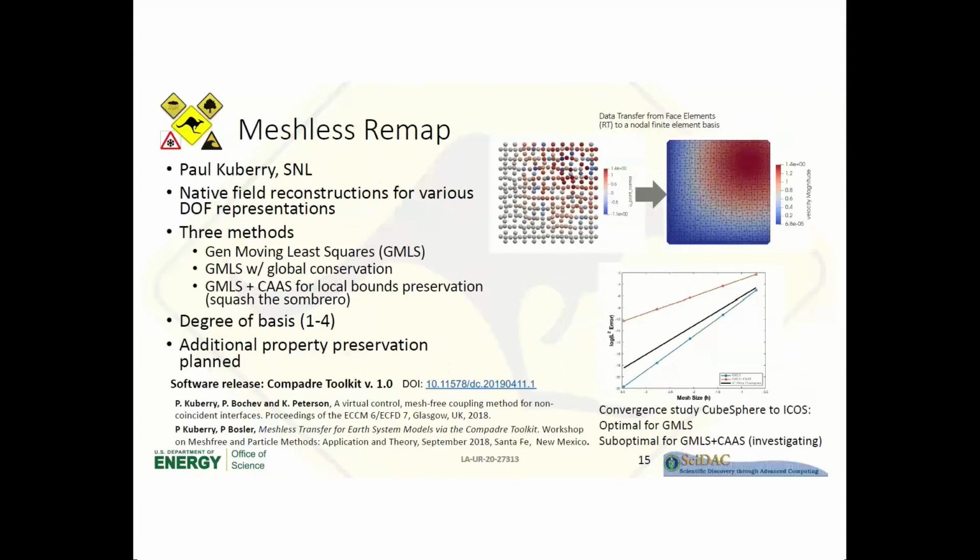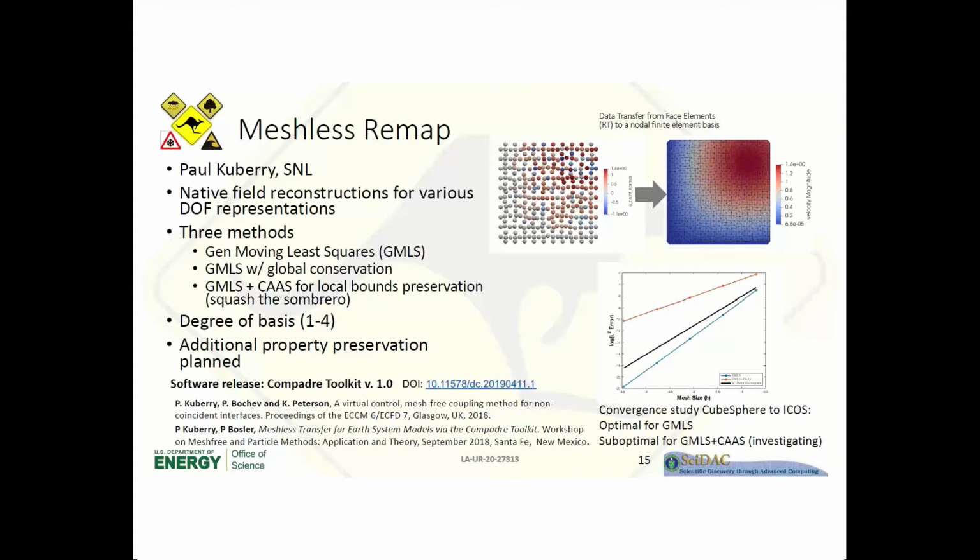We're also looking at meshless remap using generalized moving least squares. Meshless is a very useful approach for mapping from different mesh locations, so you don't have to expose just a single mesh. You can, for example, interpolate velocities from their native field locations to their native field locations on the target grid. So we support GMLS now, along with global conservation and local bounds preservation as well. So you can build some of these things into the remap.